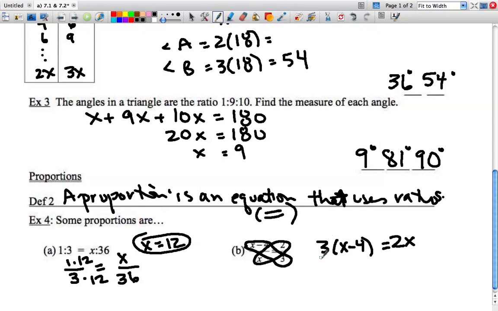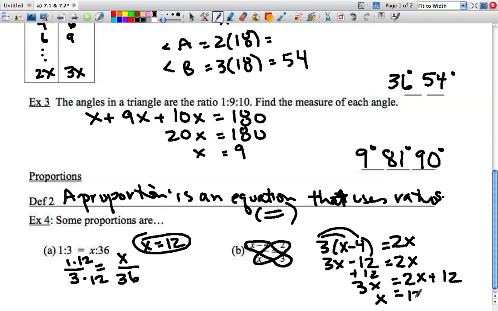3 times x is 3x minus 12 equals 2x. Maybe we add 12 to both sides. Maybe we subtract x from both sides and we get x equals 12 again. Okay. And you could, of course, plug that in to see if that works. Okay, moving on. Next page.